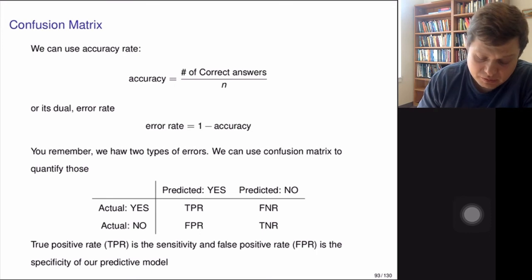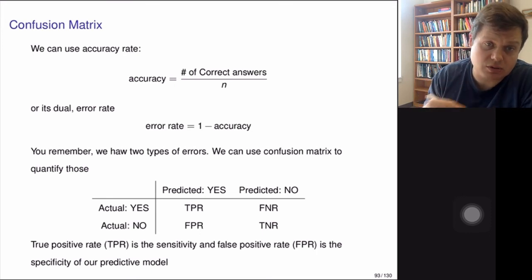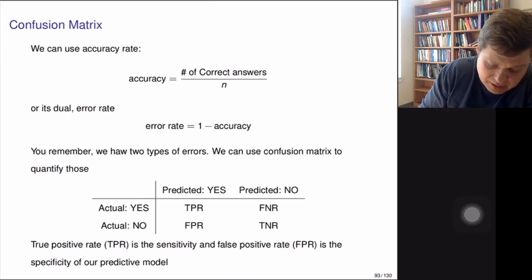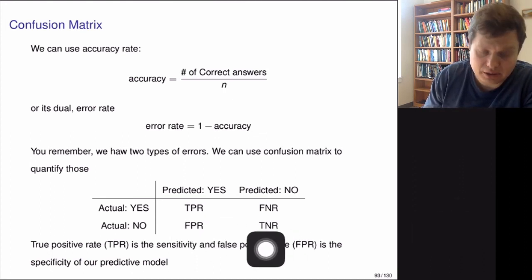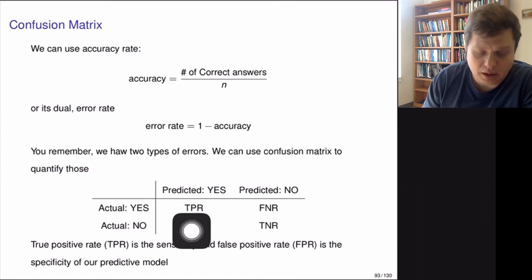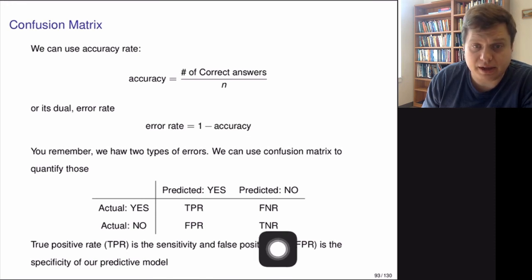Okay, so accuracy is one way to measure the quality of the predictive rule, but it doesn't tell the full story. So in order to tell the full story, we need to use what is called a confusion matrix. A confusion matrix actually specifies 4 numbers. So the true positive rate and the true negative rate. So how many sick people were identified correctly, and how many healthy people were correctly identified.